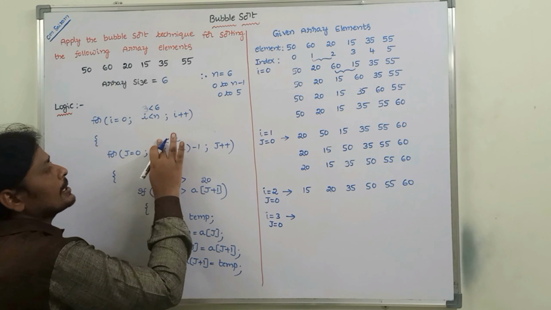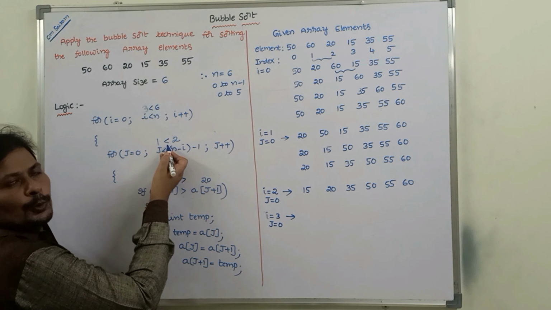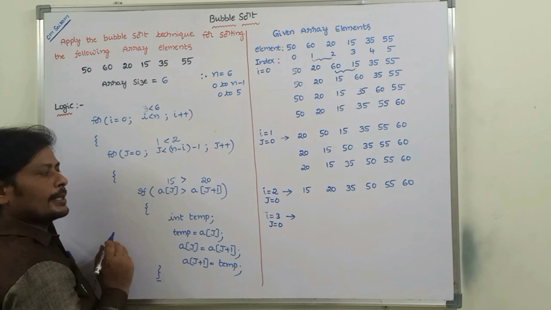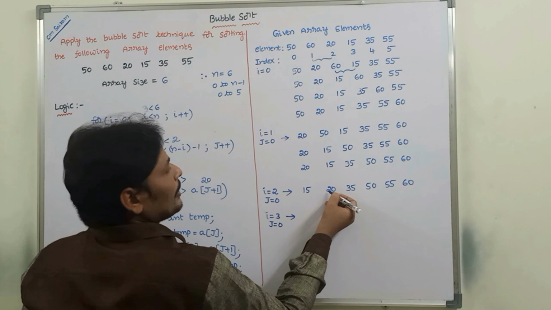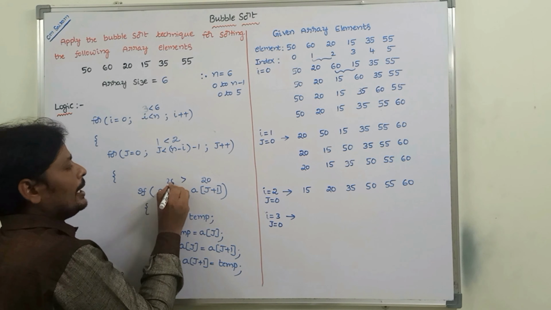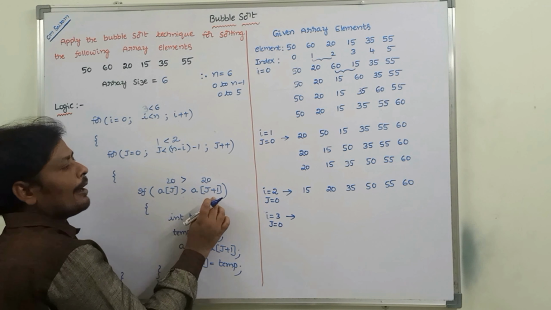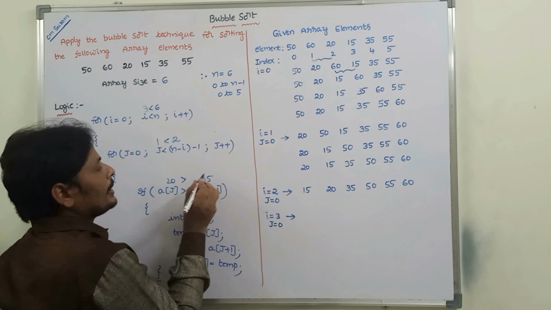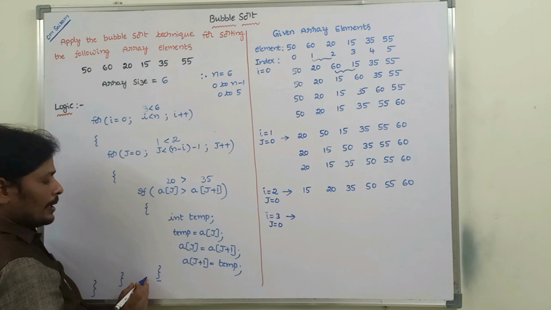Now j value is incremented. Now j value becomes 1. 1 less than 2, condition true. If the condition is true, then the control goes to the body of the inner for loop. In that body, if statement is there. If A of j, that means A of 1. A of 1 value contains 20. 20 greater than A of j plus 1. J value 1, 1 plus 1, that is 2. A of 2 contains 35. So 20 greater than 35, condition false. Then the control goes to the next statement after the if block.